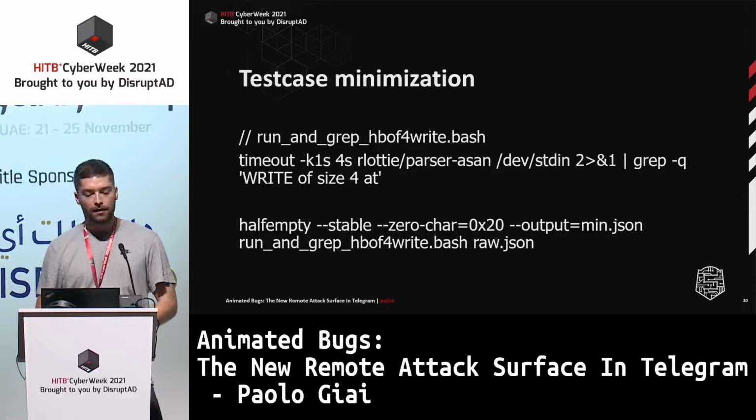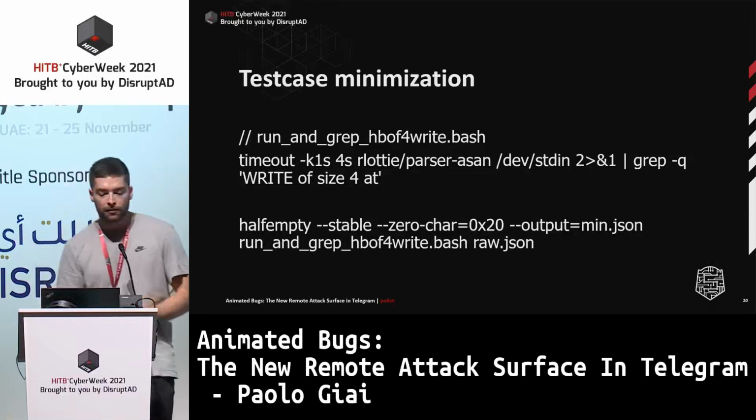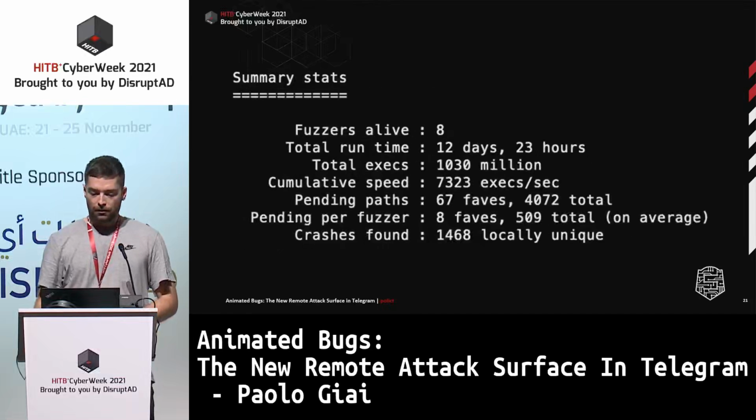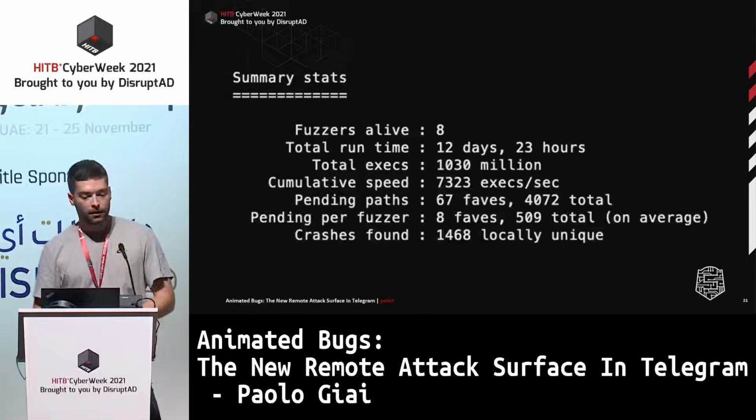And below you can see the actual main command line definition, which calls halfempty, says that it must be stable, so deterministic. The 0 char is the ASCII space char because it's a JSON and the space will just be skipped. I wanted the output in the minimized JSON, and I wanted this script to run with the AddressSanitizer instrumented parser. We can move to just a quick view of the summary stats.